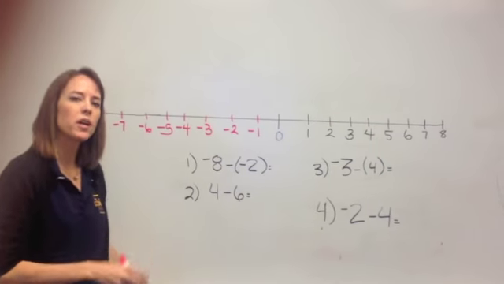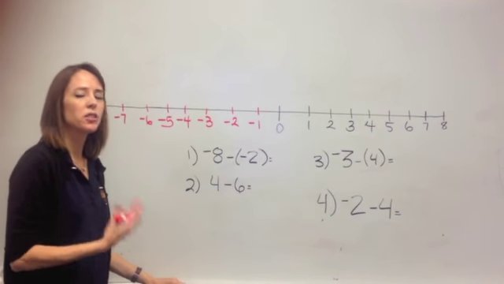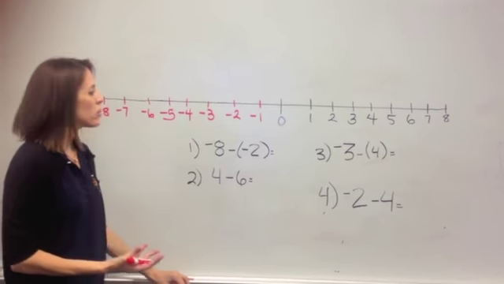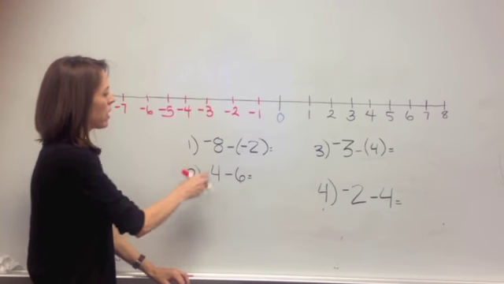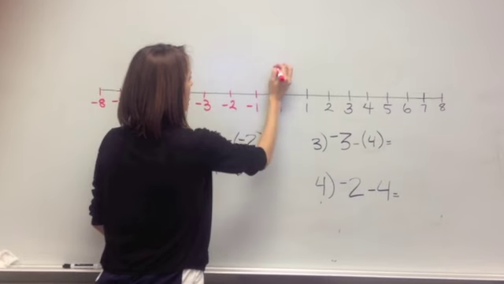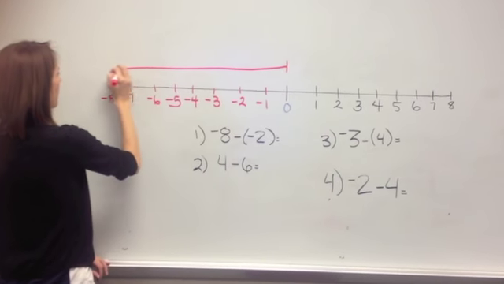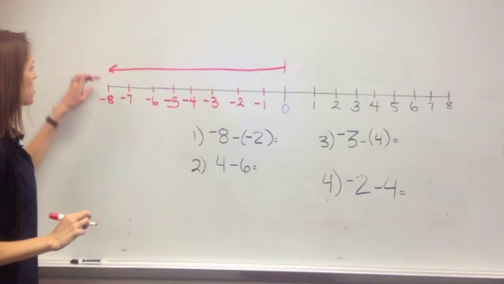Okay guys, so now we're going to talk about using a number line to model subtracting integers. So it's basically just the same as when Ms. Starrett did it. So you're always going to start at 0, and then you're going to look at your first number, which is a negative 8. So that means I'm going to start here at 0, and I'm going to go all the way back to negative 8. So this is where I am.